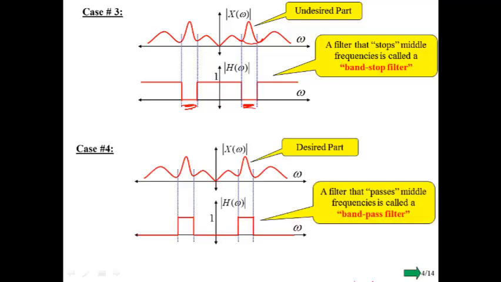And then it may actually be that this is our desired part, and it's the stuff out here that is not desired. And so now we want to pass this narrow band, and so this is called a band pass filter. Okay, so those are the 4 main categories of filters. By no means is that everything, but those are the main ones that you'll run across.